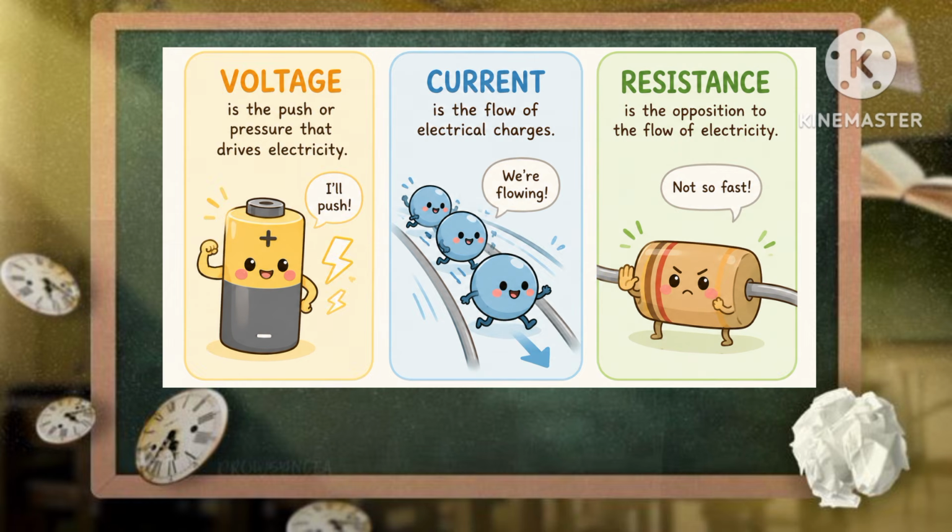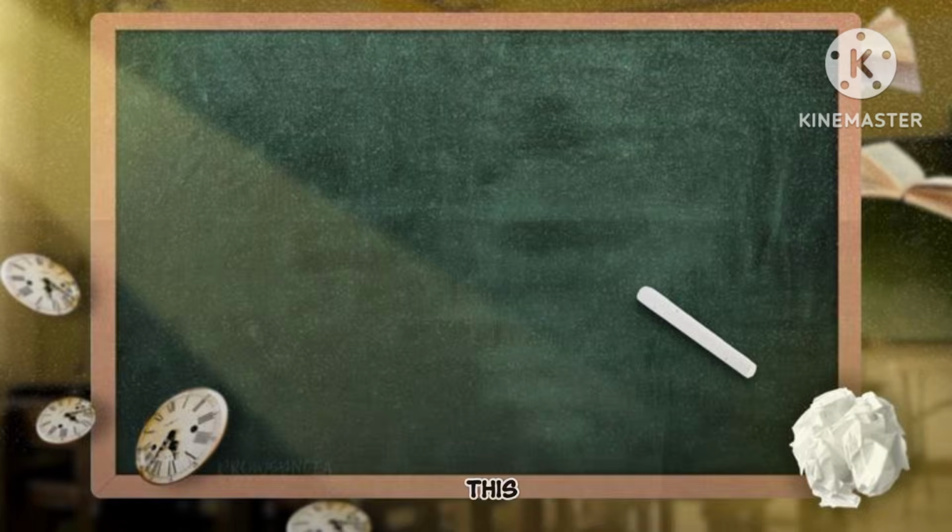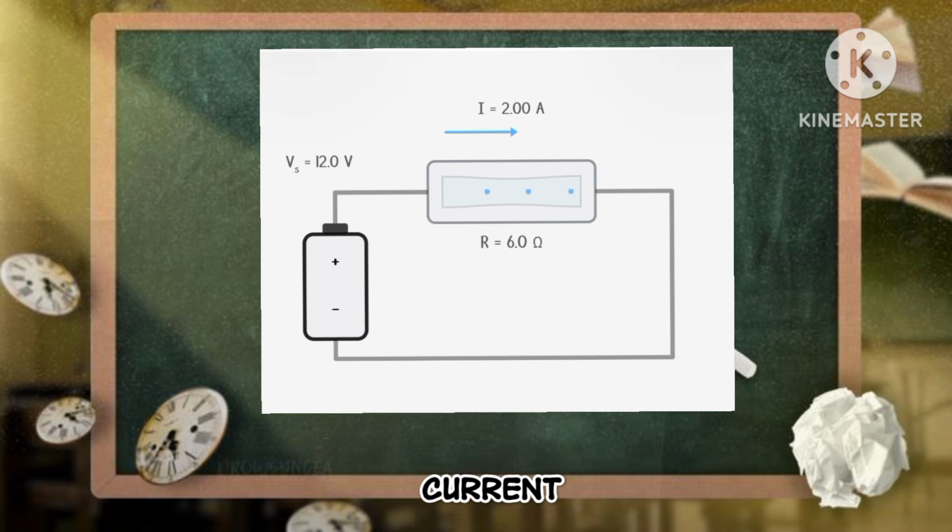Now, let us move to the relationship between current, voltage, and resistance. These three are connected by Ohm's law. This formula means that the current flowing in the circuit depends on the voltage and resistance. Current is directly proportional to voltage, which means if voltage increases, current also increases. But current is inversely proportional to resistance, which means if resistance increases, current decreases.